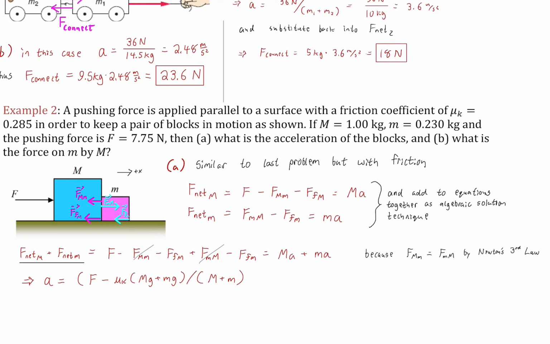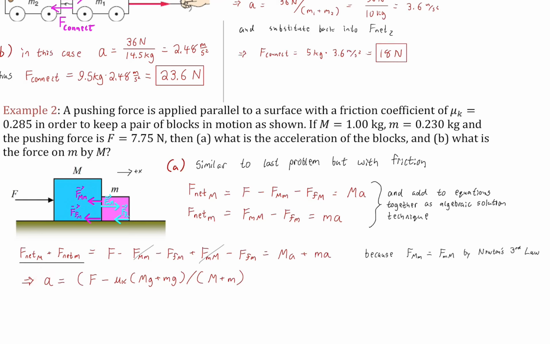And then I'm just going to isolate acceleration. I factor it out, so we get something like this. And then when I solve for acceleration, it's just the pushing force minus mu k times Mg plus mg, all over the sum of the total masses. Now, this you're going to see so often. You're going to see the sum of masses in the denominator when you solve for acceleration.